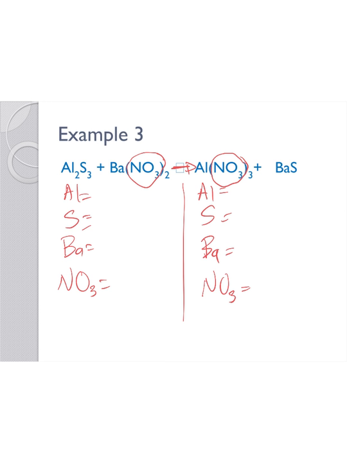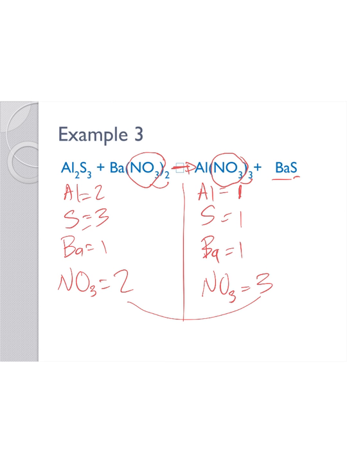So here I have 2Al on the left, 3S, 1Ba, and then the NO3 is multiplied by 2, so there's 2 of those. On the right, I have 1Al, because there's no number next to Al. S, I only have 1. Ba, I have 1. And then NO3 is multiplied by 3, so I have 3. I often do the polyatomic ion first to just get it out of the way, because when you balance it at the end, it can mess everything else up. So I have 2 and 3.